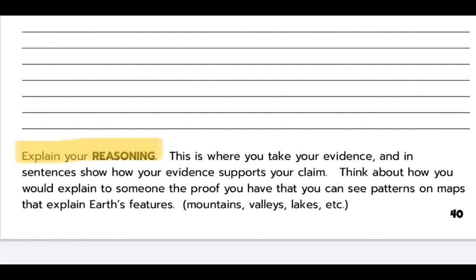When you are done making your bullet points, the next thing you're going to do is move on to your reasoning. This is where you take your evidence and in sentences show how your evidence supports your claim. Think about how you would explain to someone the proof you have that you can see patterns on maps that help explain Earth's features, mountains, valleys, lakes, etc. Good luck, fourth graders.